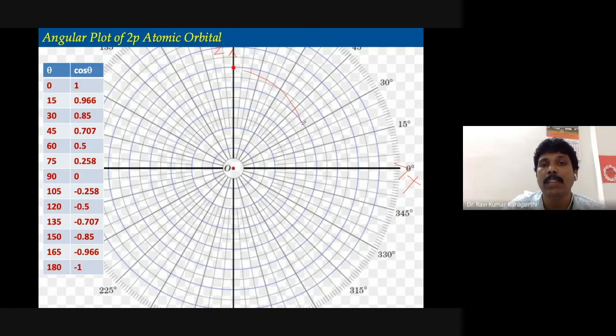If you are moving away this way, theta is increasing, and if you are moving here, theta is further increasing and it reaches 180. So this is how theta is basically defined. What I do is I take this as 0, and this I take as 90 degrees, and this is my 180. That's how I am going to do that.